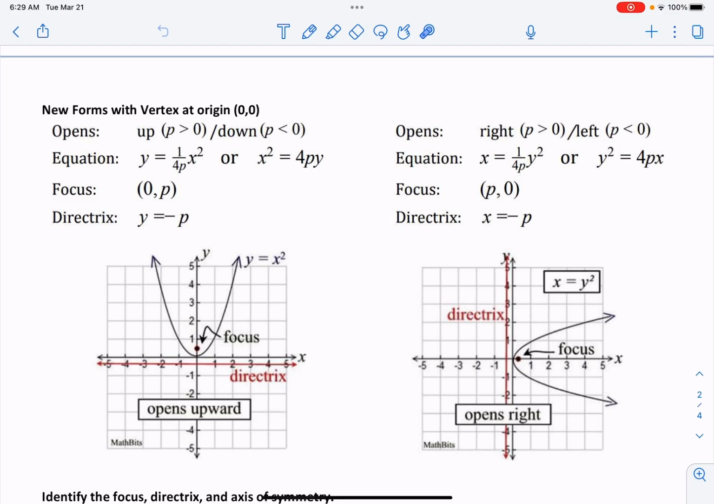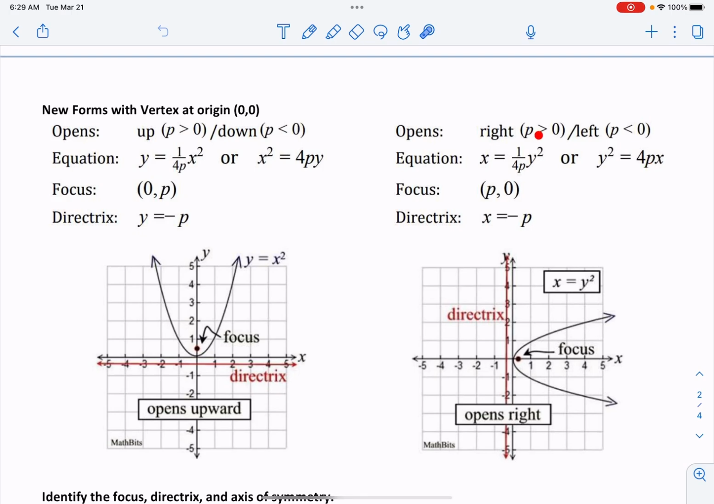If this p-value here is greater than 0, it's going to open up. Notice that the focus is always on the inside of that parabola, and then you have your directrix. And if the p-value is less than 0, then it's going to look down. Now, the new part is going to be when y squared is equal to 4px. Notice that the y is now being squared. So that's going to open either right or left.